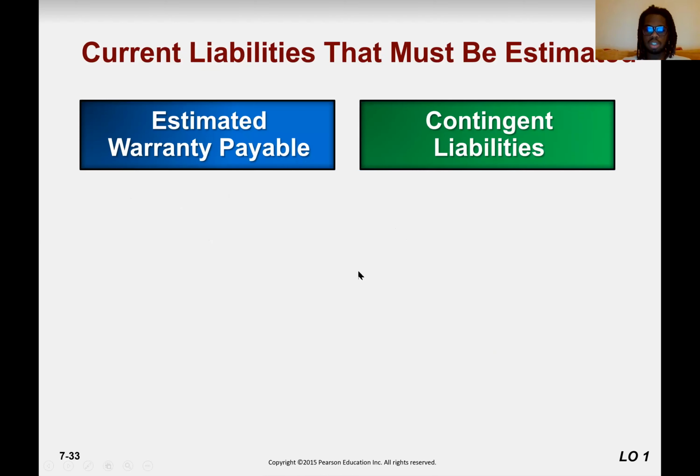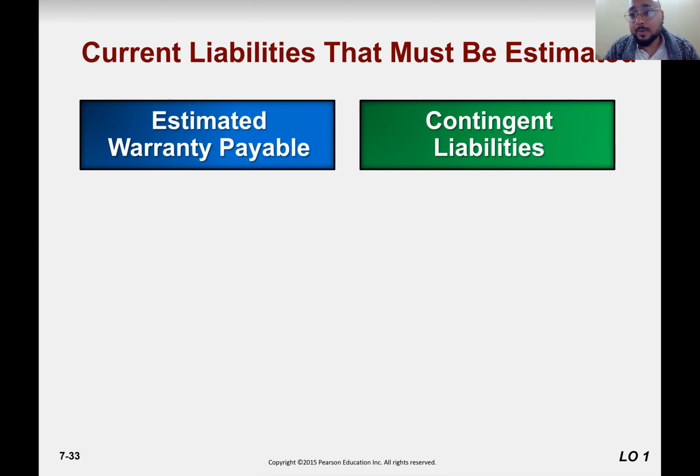Now the last one. We just talked about current liabilities with known amounts. Like we talked about unearned revenue, accrued revenue, payroll liabilities, sales tax, and current portion of long-term debt. For all these, the figures are known, that you have to pay this much, or you receive this much.